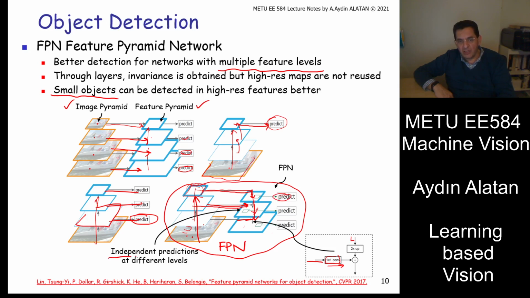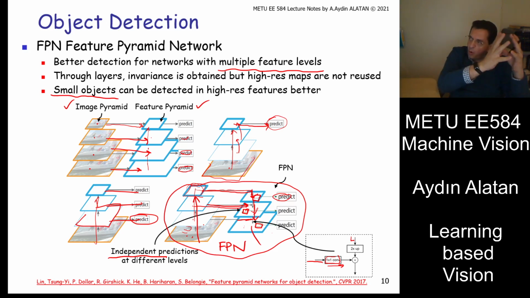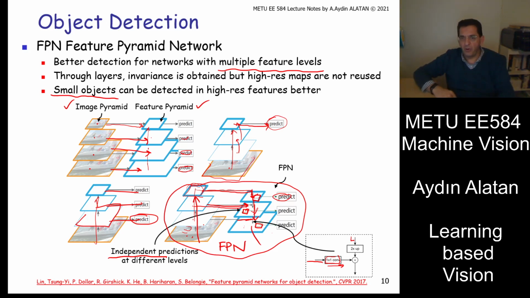And those predictions are independent. Therefore, here you make a prediction, you make another prediction, maybe a small object, and you make a prediction. This is the best resolution that you have. And for all these predictions, hopefully either small objects or large objects, both of them can be detected.